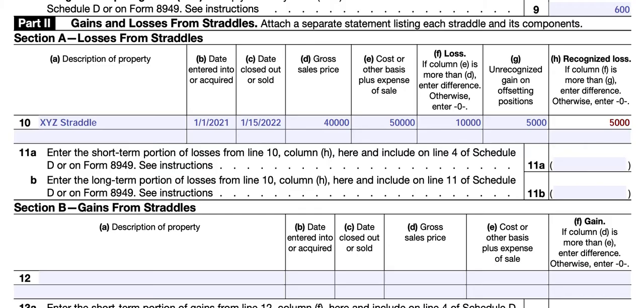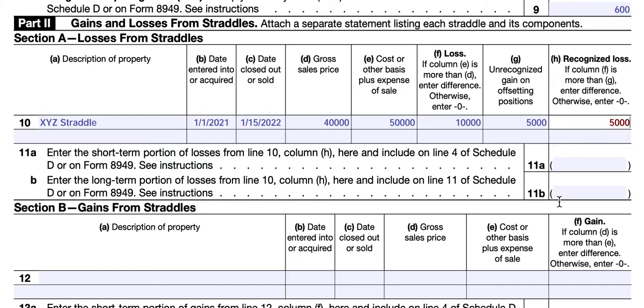In column H, we're going to enter the short-term position of losses here, and then we'll enter the long-term losses here. Both go in line 11, either the short-term or the long-term, but then also on line 4 of your Schedule D or on Form 8949.